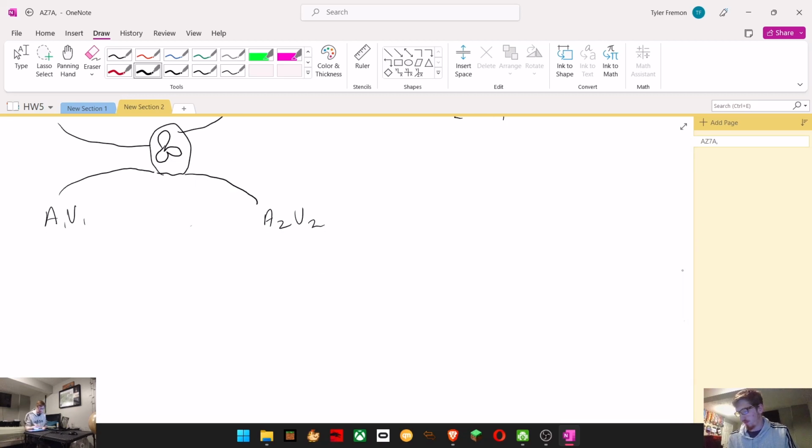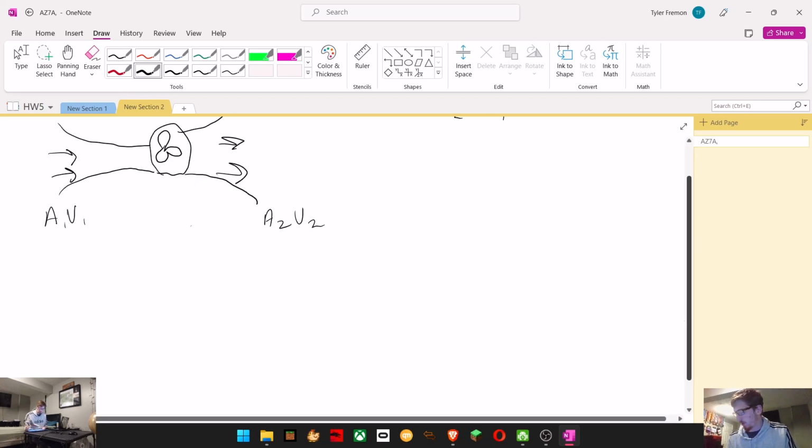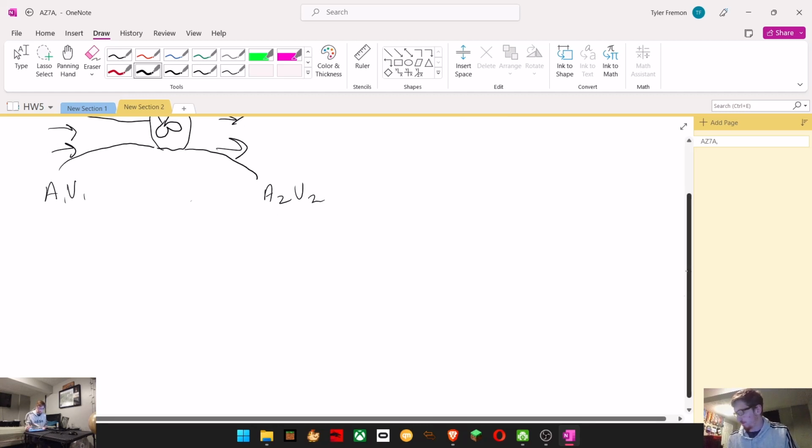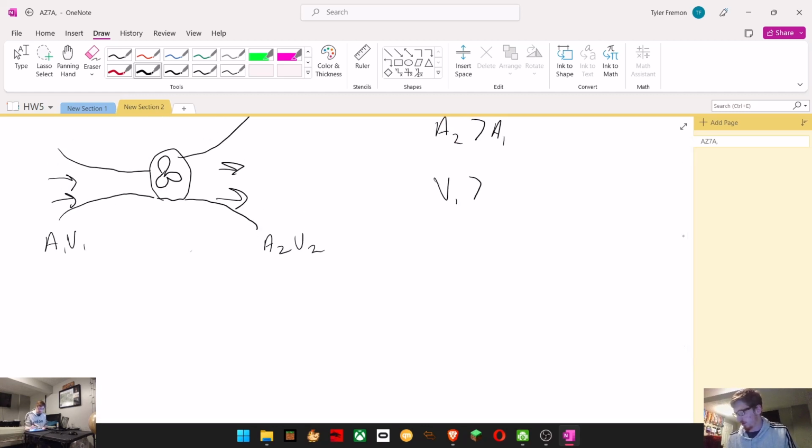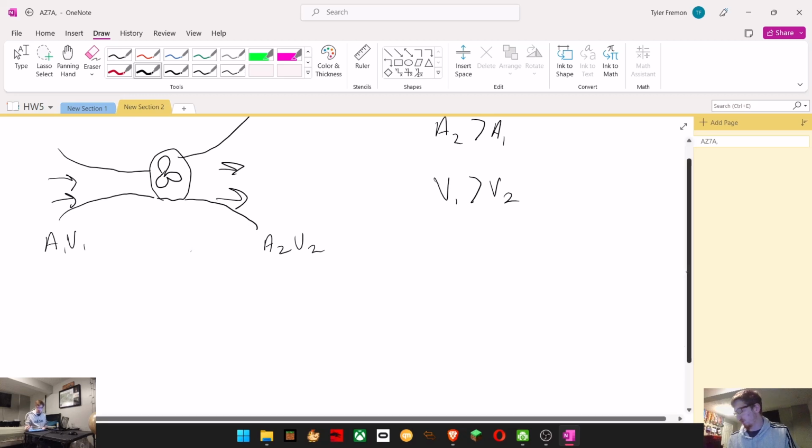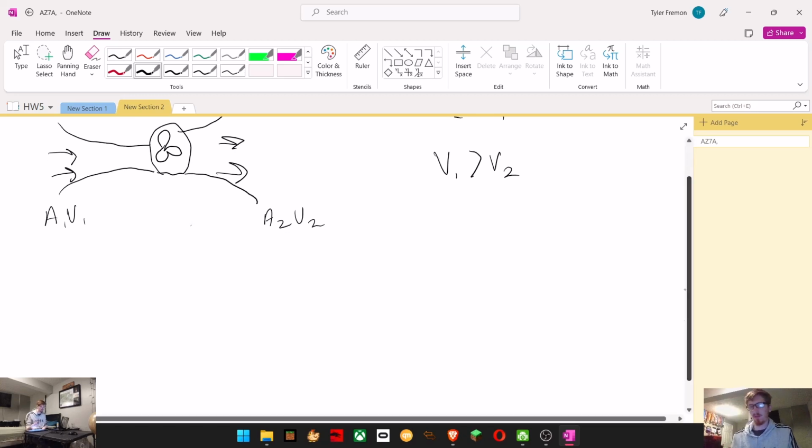And the inlet having some velocity of fluid higher than the outlet. So V1 is greater than V2. And we're looking to derive the optimal ratio between V1 and V2 in this case. The turbine is going to have some cross-sectional area S, some velocity V.